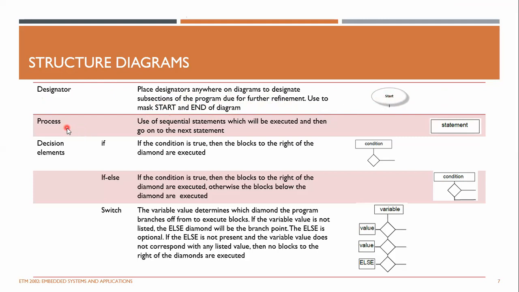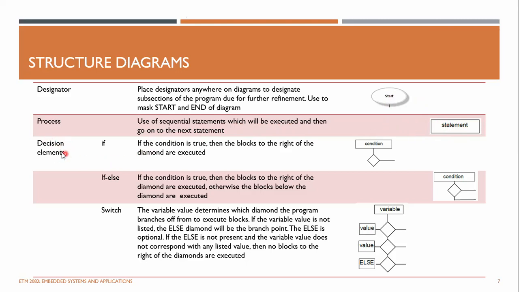And the processes use sequential statements, which will be executed and then go on to the next statement. So this is one process, like after this start, do this job. And if you have another job, you have to again use another rectangle. That represents something like read the data from the input A, or write data to the output B, something like that.